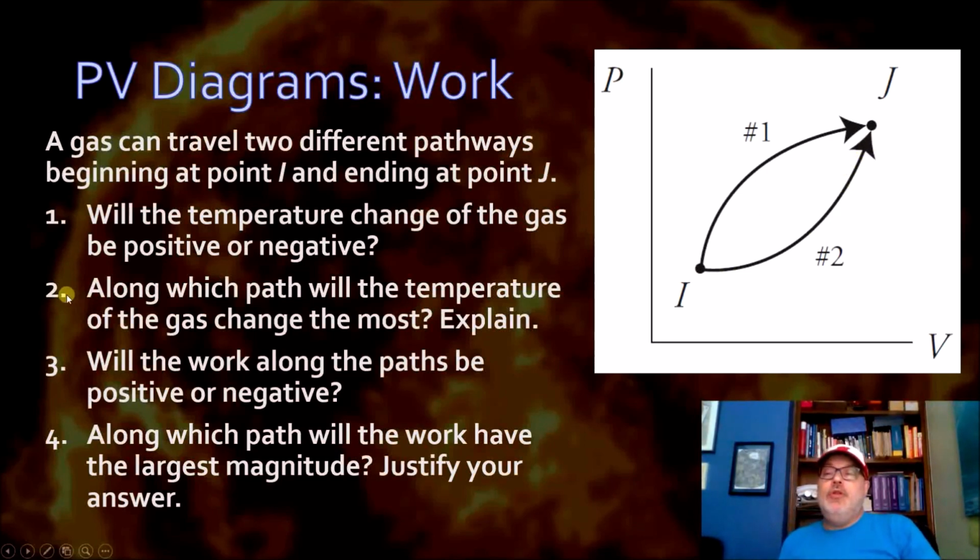All right, question number 2. Along which path will the temperature of the gas change the most? Well, it's going to be the same, right? We have the same temperature here, I, and the same temperature here, J. So however you get from I to J, whether you go some crazy route, it doesn't matter. You have the same exact beginning and final temperature, so the change in temperature will be identical.